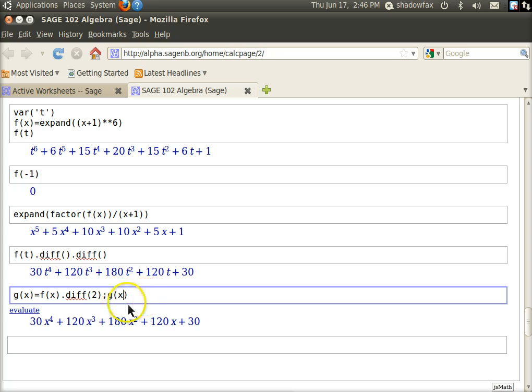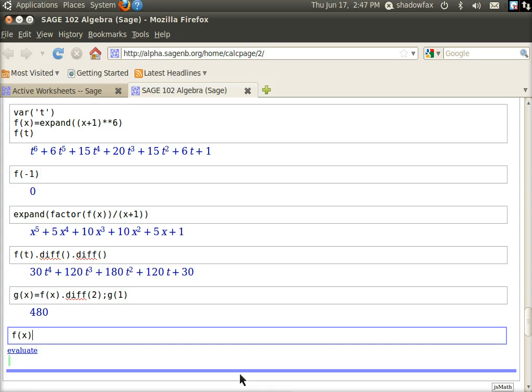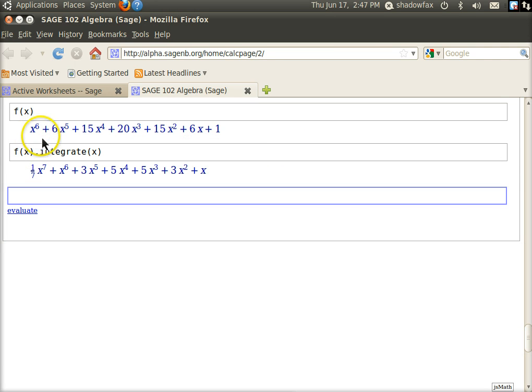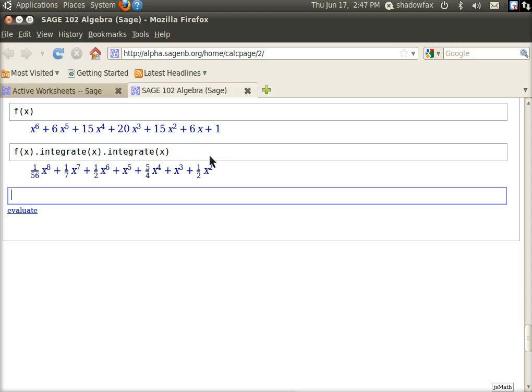And so I could then evaluate it at a certain point if I wanted to, at x equals 1, and so forth. I could integrate too. Remember f of x? Okay. What if I do f of x dot integrate with respect to x? Here we go. Now the integral of x to the 6th with respect to x is x to the 7th over 7. There you go. Want to integrate again? With respect to x, it'll take this and make it x to the 8th over 56, right? Let's see. And correct. There you go.